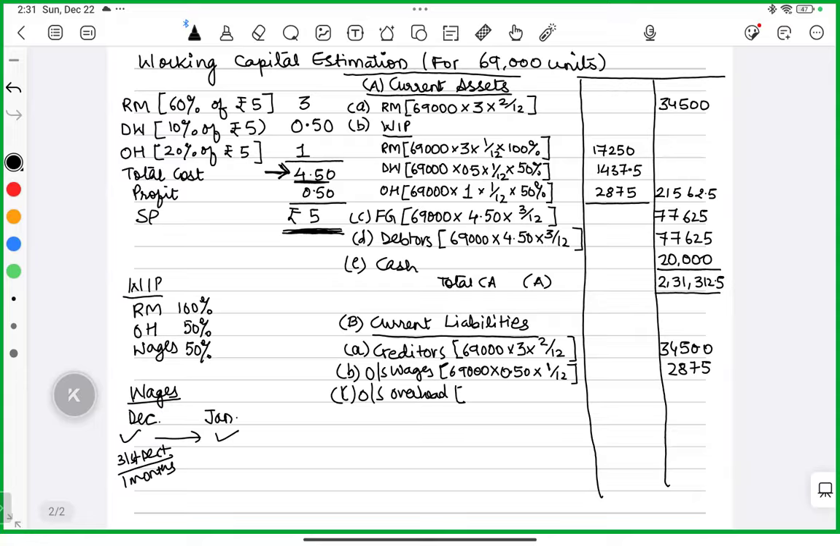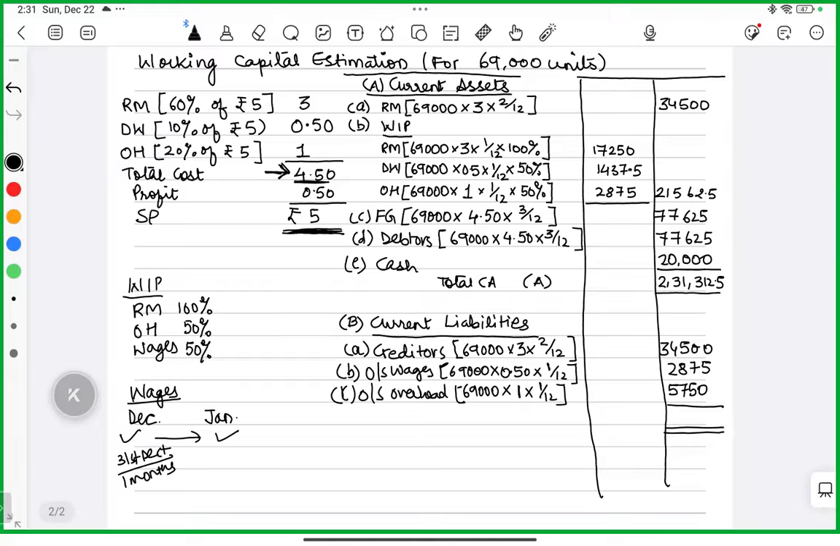They are also paid in the next month. So they are always paid 1 month after, and at all the times 1 month's overhead will be outstanding in your balance sheet. So overhead is rupees 1 per unit and outstanding time is 1 month. So this will be 5750. So these are all the current liabilities.